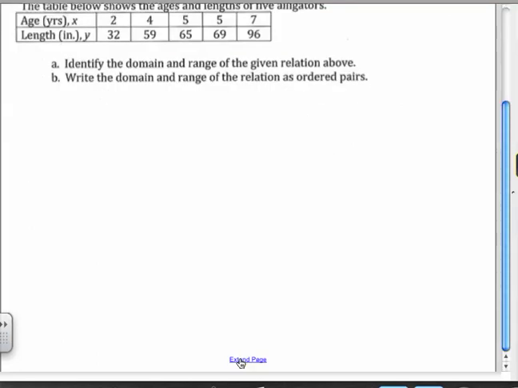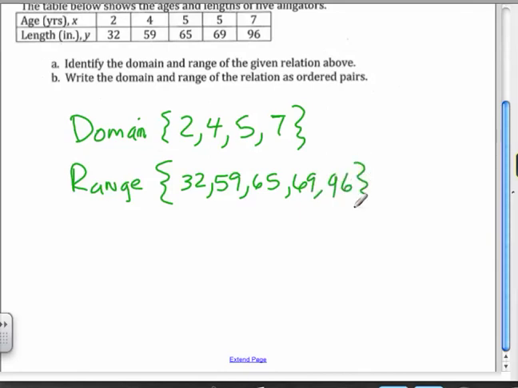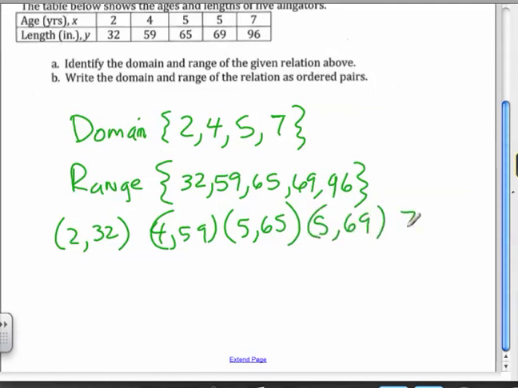Now, it says identify the domain and the range of the given relation above. Simon, give me the domain real quick, can you? Okay, so the domain is 2, 4, 5, 5, and 7. I'm not going to repeat it. 2, 4, 5, and 7. Right, those are all the inputs, the x values. What about the range real quick for us, Nico? 32, 59, 65, 69, 96. Beautiful. That's what I get out. It says write the domain and the range of the relation as ordered pairs. I don't know if I'm going to be able to do it, but I'm going to try real quick. 2, 32; 4, 59; 5, 65; 5, 69; and 7, 96.